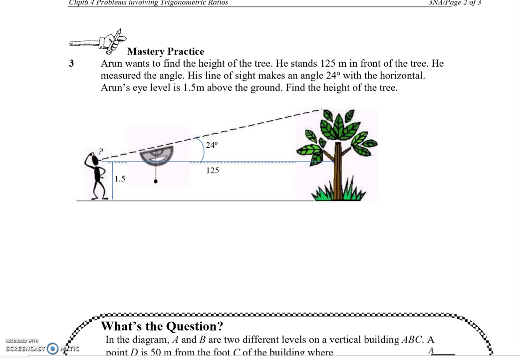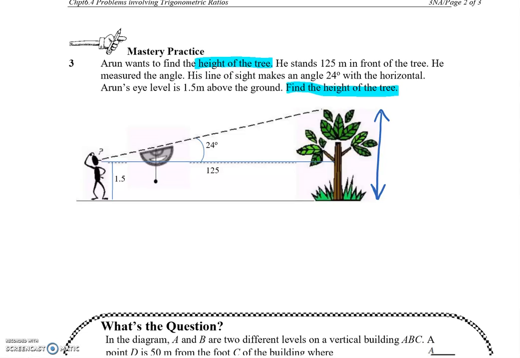Alright, so you should have finished the question, Mastery Practice 3, by now. I am going to go through it. Let's look at this question. Arun wants to find the height of the tree. So what are we looking for? We're looking for this. You need to identify this first: find the height of the tree.